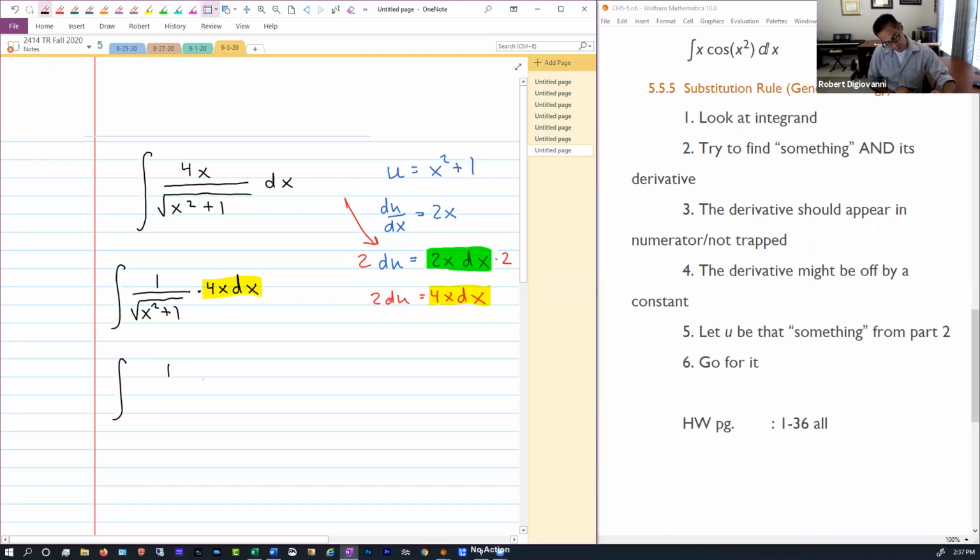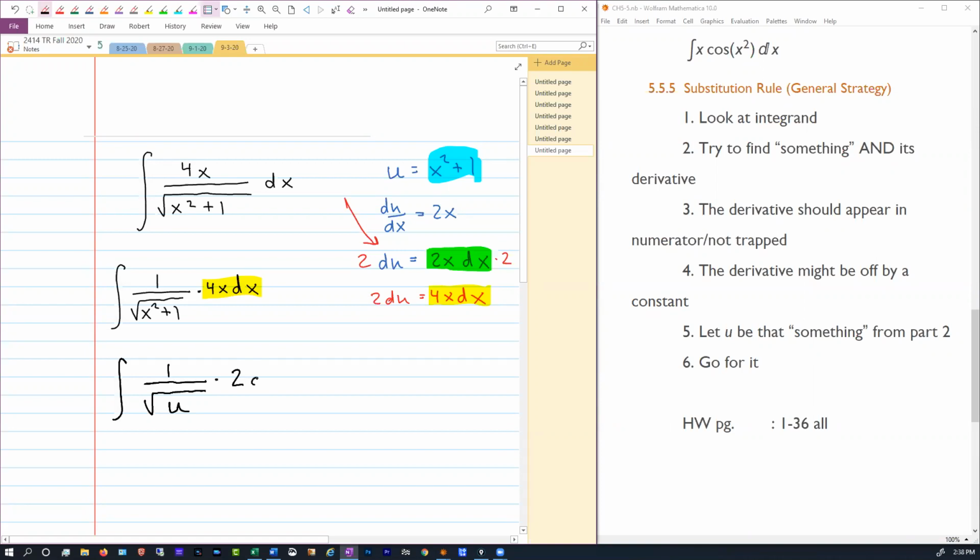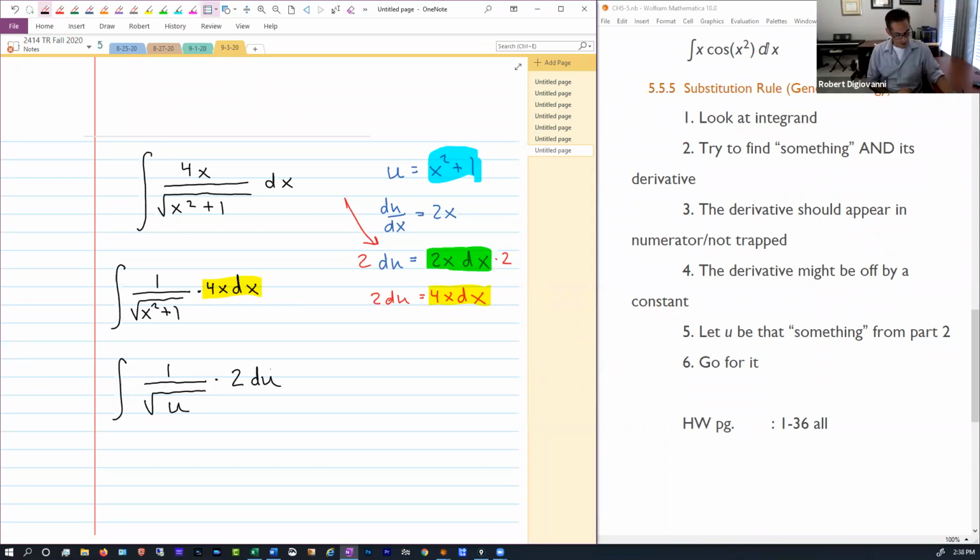Integral of 1 over the square root of... Now we had made a substitution that x squared plus 1 was going to be the u, right? So this is going to be the square root of u. And then, what does the 4x dx become? 2 du. Everything's in terms of u. Did it get any better? Is this something we can handle? It sure is.